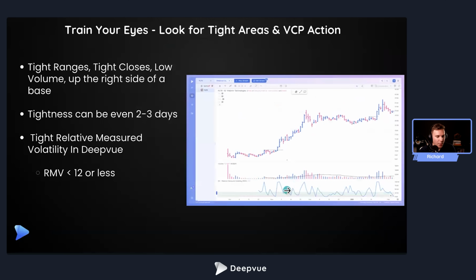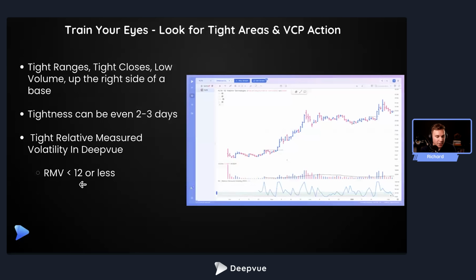All right, so I want to give you a little bit of work here today to make sure that you're not just listening to me and you're actually applying these concepts. So I want you to train your eyes to look for the tight areas in VCP action that we've been talking about today. So as I mentioned, tight ranges, tight closes, low volume up the right hand side of the base. That's what we're looking for. This price tightness, these tight areas can be as little as 2 to 3 days. And as we'll get into, we're looking for, on RMV, about a value of 12 or less, maybe 15 or less.